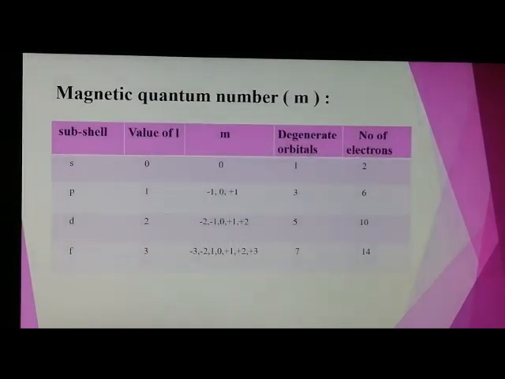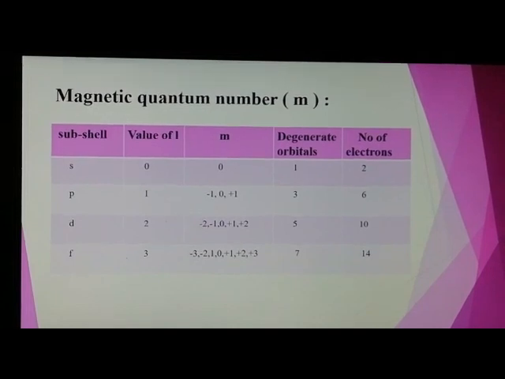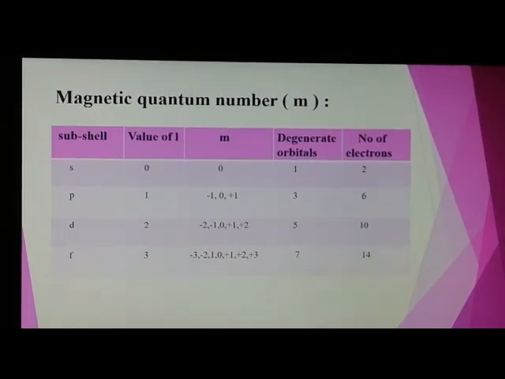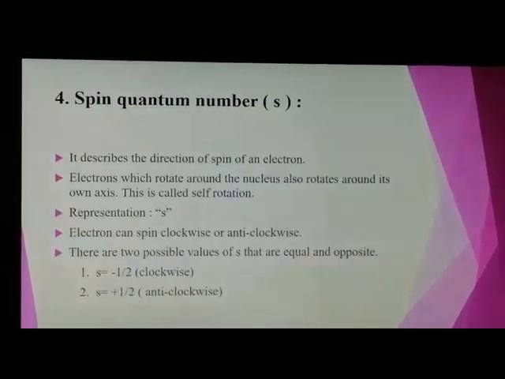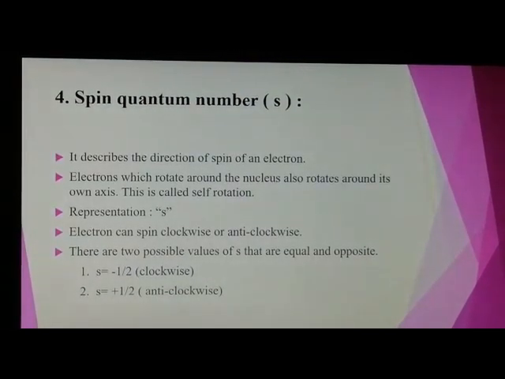When the subshell is s, the value of l is 0, then m is 0. So the degenerate orbital is 1 and the number of electrons is 2. When the subshell is p, the value of l is 1, the values of m are 0, +1, -1, and the number of degenerate orbitals is 3, and the number of electrons is 6, as 2 electrons are present in each orbital. The last quantum number is the spin quantum number.